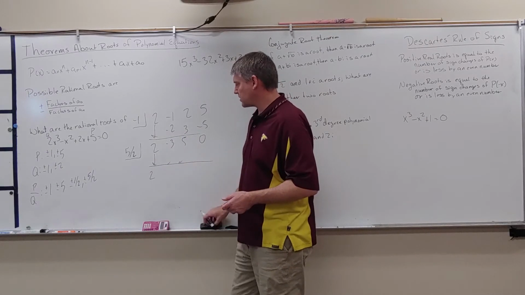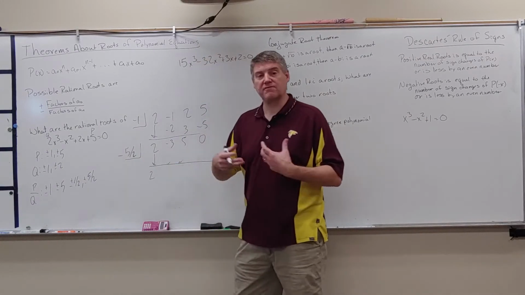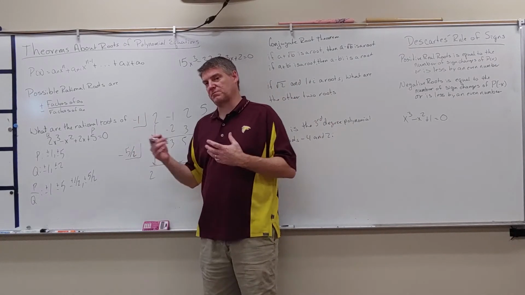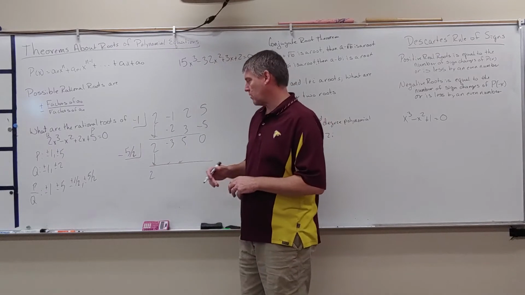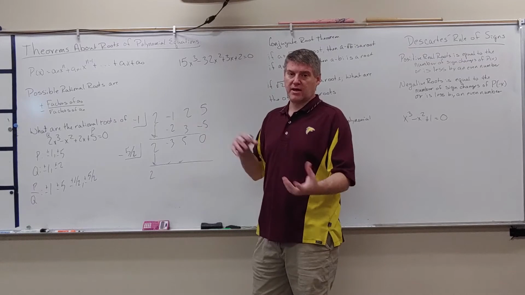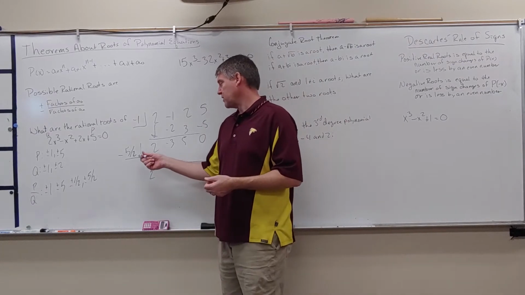So the last one we're going to test is negative 5 halves. If negative 5 halves doesn't work, the -1 is my only rational zero, okay? So the others are going to have some kind of radical, okay? It may be imaginary, it may not.